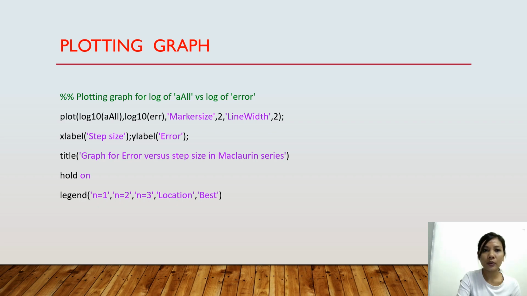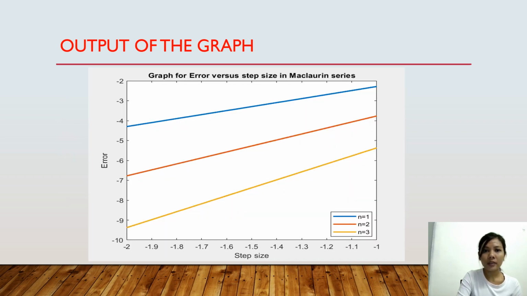So this is the code for plotting the graph. We are plotting the logarithm of different values of step sizes against the errors that are introduced. And this is the labeling of the graph, giving the title of the graph, and a legend to specify three different lines in a single graph. So this is the output of the graph. We have three different linear curves for n equal to 1, 2, and 3.